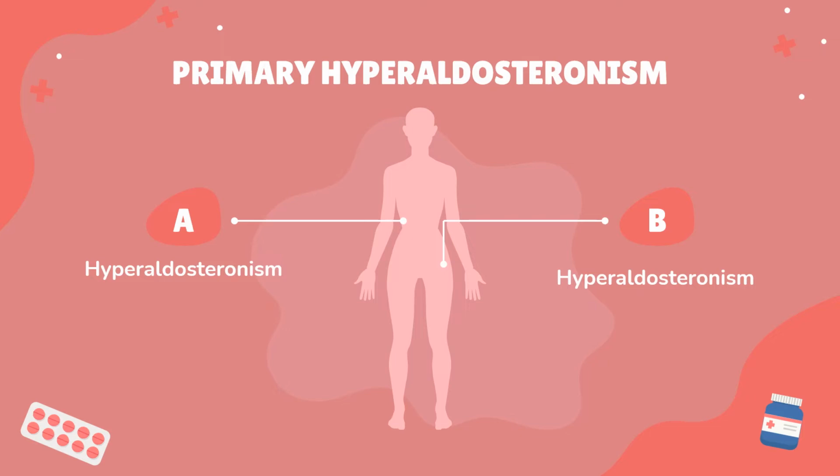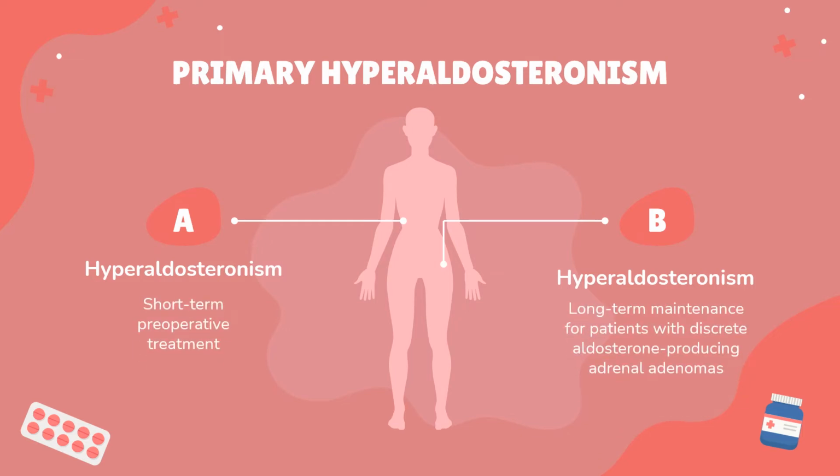Aldactone is also used to treat primary hyperaldosteronism in short-term pre-operative treatment and long-term maintenance for patients with aldosterone-producing adrenal adenoma who are not candidates for surgery, and patients with bilateral micro and macronodular adrenal hyperplasia.